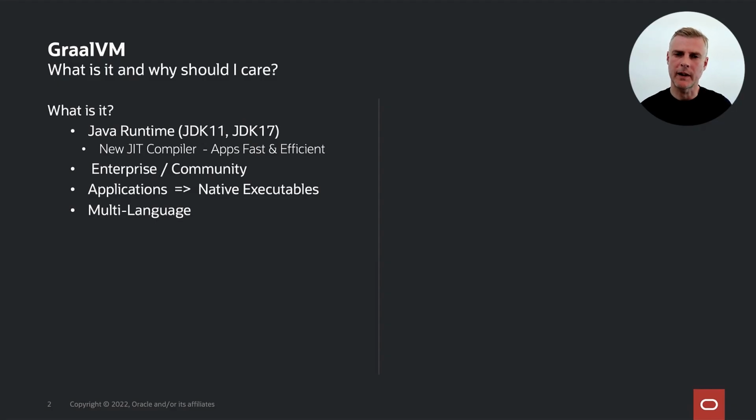So what is GraalVM? GraalVM is a Java runtime. We currently support JDK 11 and JDK 17, and the runtime comes with a new JIT compiler that can make your applications run faster and more efficiently. It's available in two flavors: Enterprise, which is the paid for version that has full support and some performance improvements. And we have the community version, which is open source and free to use. It has two unique features over other JVMs.